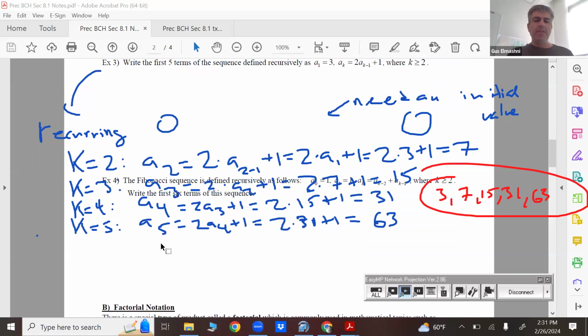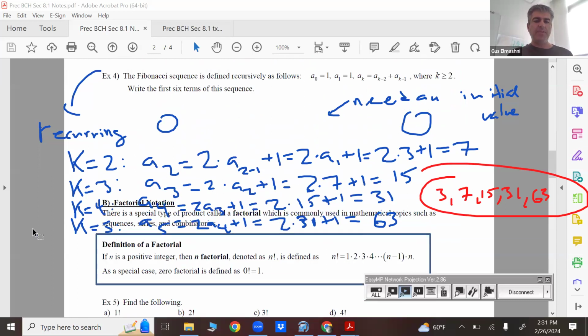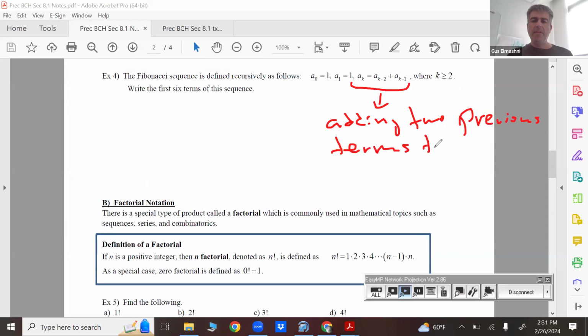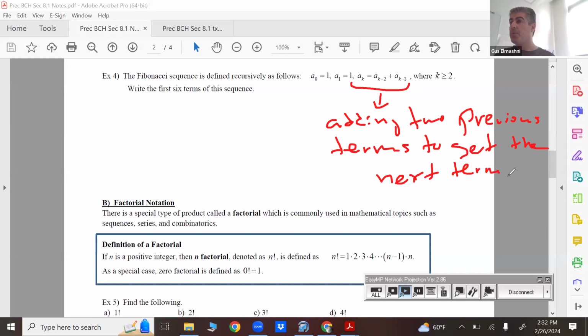Okay. Next one's called a Fibonacci sequence. It's a very famous sequence. All you're doing is this. Once you get the hang of it, what is this telling us to do? It sounds like you're adding 2 previous terms to get the next term. So if you kind of know what's going on, you don't have to go about it in a painstaking way like I did in the previous problem.